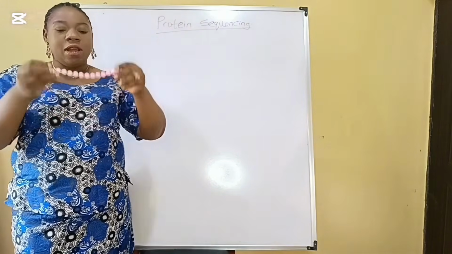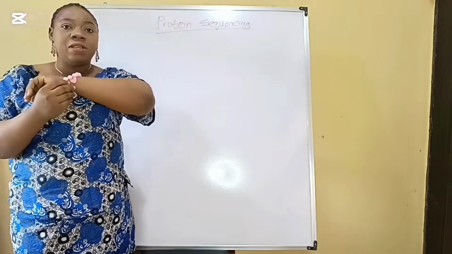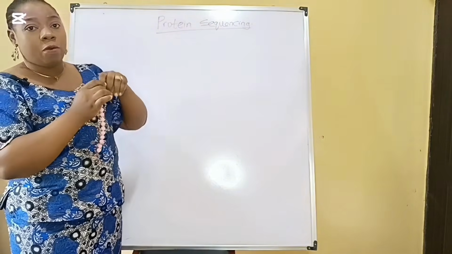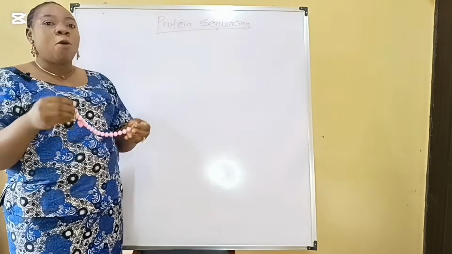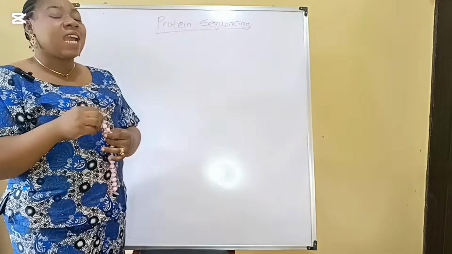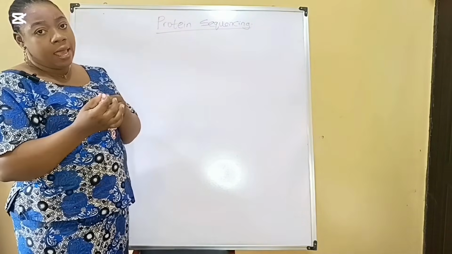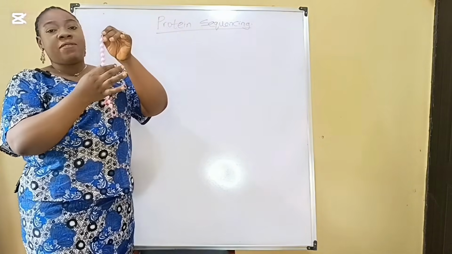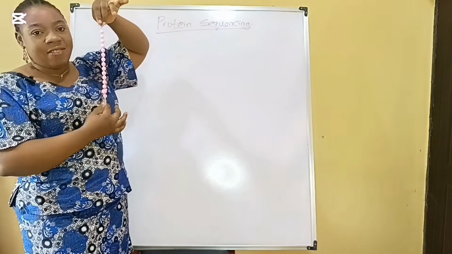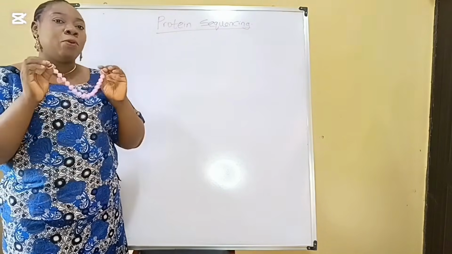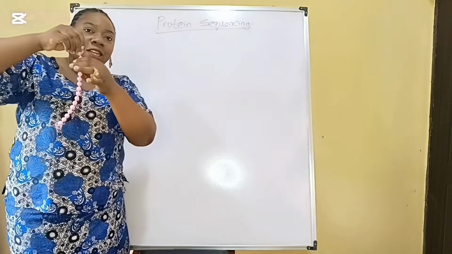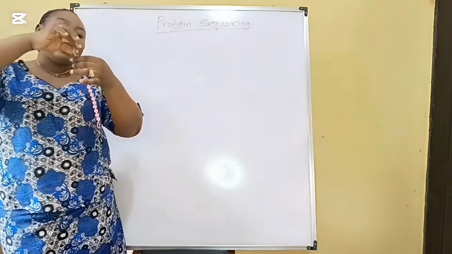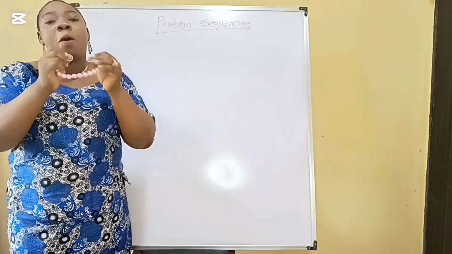Let's take this example. This is a bracelet. This bracelet is made up of beads. So it is the arrangement of the beads here that makes up this bracelet. Let's take our amino acids to be the beads that are here. So this one is one amino acid, two, three, four, five, six. So when these amino acids join together, they give us protein. When these beads are joined together, they give us a bracelet. So when amino acids are joined together, they give us protein.